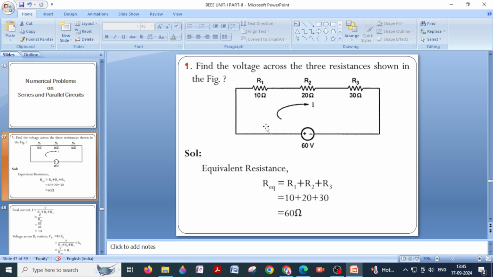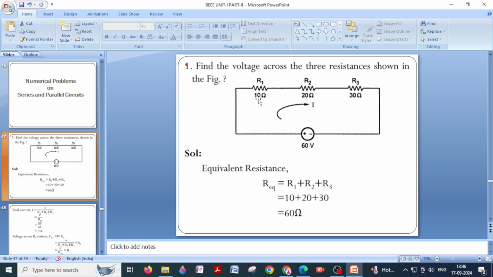We don't have current, so we'll assume some current flowing in this circuit as I amperes. You can see an arrow mark, a half loop, has been drawn here. So I current flows through all these resistors, and we already know when elements are connected in series, the current flowing through all the elements will be the same. So current through R1 is I, R2 is also I, and R3 is also I.